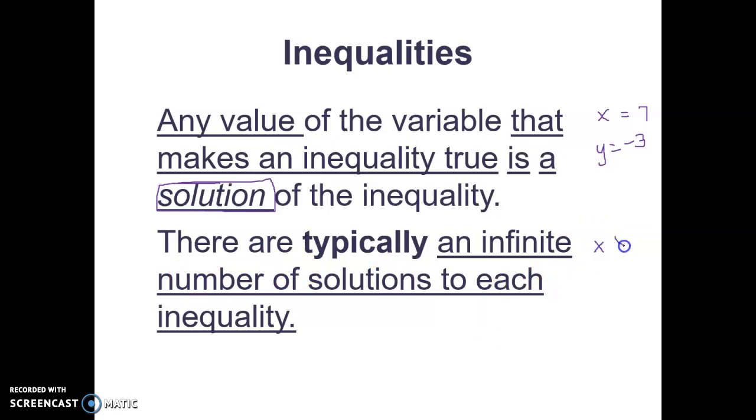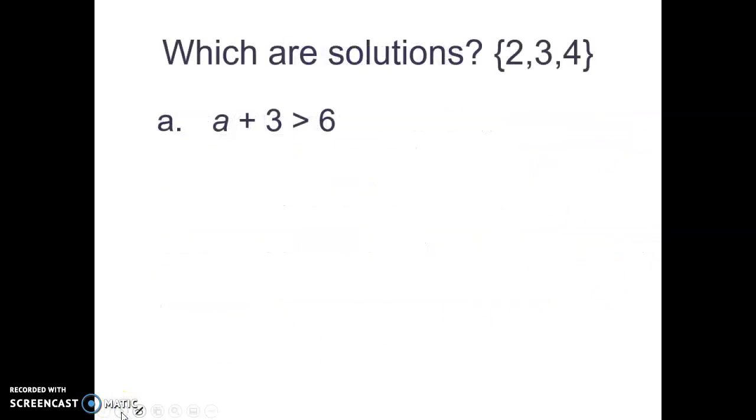If we have the inequality x is greater than 5, we have an infinite number of solutions that are greater than 5. 6 is greater than 5. 7 is greater than 5. 8, 9, 10, 11, 12, and continuing on to infinity, x could be any of these values. So we really have an infinite number of solutions.